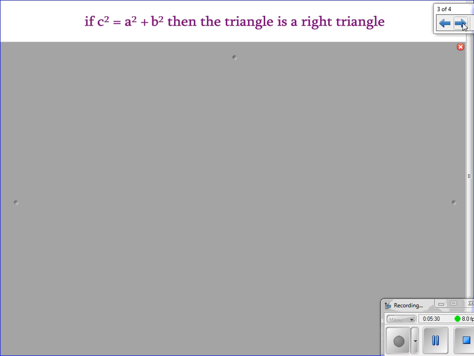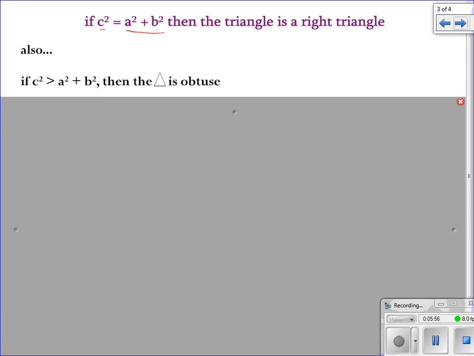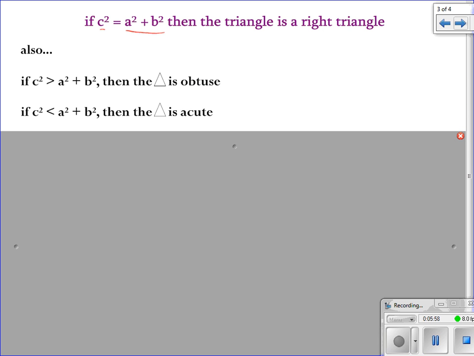Now we're going to look at the reverse of this. Because the Pythagorean theorem only works on what kind of triangles? Right triangles. But we are able to use the Pythagorean theorem to tell us if we have a right triangle or not, or if we have an obtuse or acute triangle. So if we end up getting two equal things, if that equals that, then we have a right triangle. If c squared is bigger than a squared and b squared together, then it's an obtuse triangle. If c squared ends up being smaller than those two put together, then it's an acute triangle.